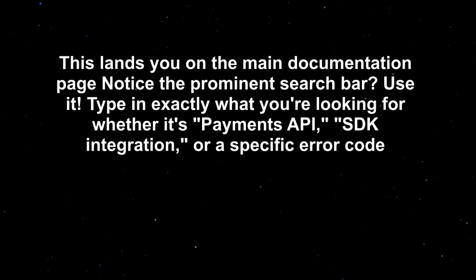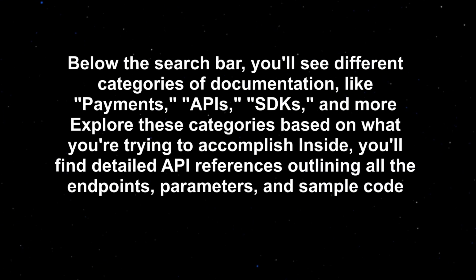This lands you on the main documentation page. Notice the prominent search bar. Use it. Type in exactly what you're looking for, whether it's payments API, SDK integration, or a specific error code. Below the search bar, you'll see different categories of documentation, like payments, APIs, SDKs, and more. Explore these categories based on what you're trying to accomplish.